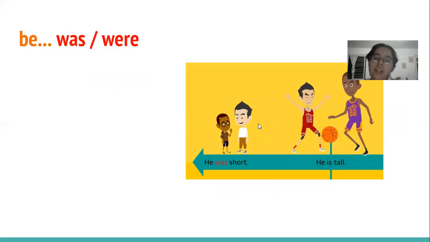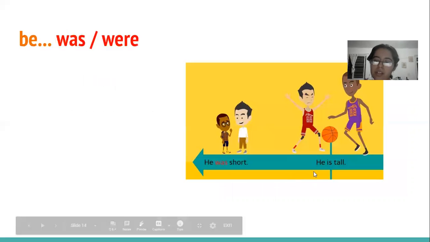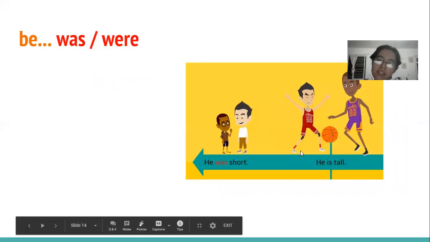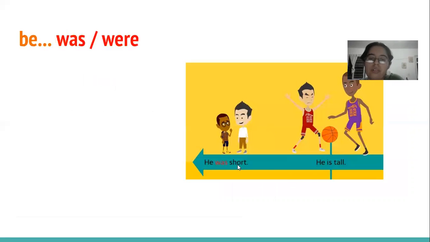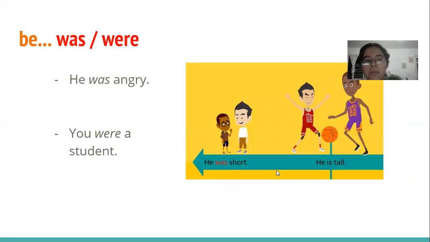So the first one here is be, was, were. So remember, I was, he was, she was, it was, you were, we were, they were. Here the example is, he is tall, but in the past, he was short. Other examples are, he was angry, and you were a student.